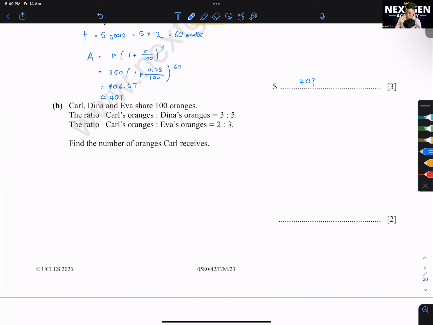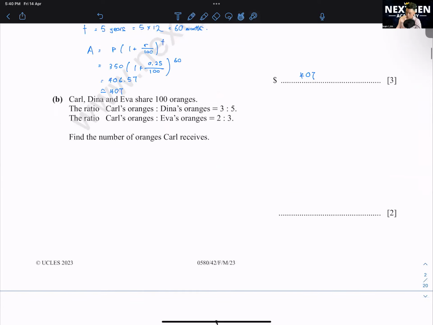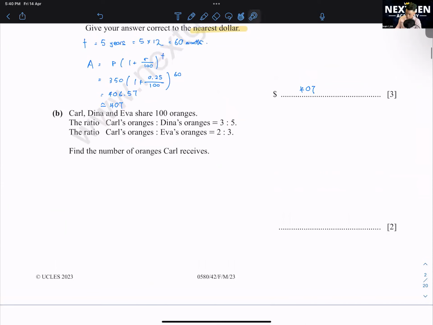Question B. Carl, Dina, and Eva, C, D, E, share 100 oranges. The ratio of C to D is 3 to 5. The ratio of C to E is 2 to 3. Find the number of oranges Carl receives. What we need to do for this is make one term a common value first. What is the term that is common? Carl appears in both ratios.